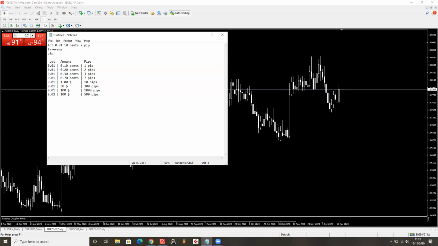How is it higher, and on 2 lots it's making 500, but on one it's making... It's not 2 lots. It's 0.02 lots. Don't get it wrong. So you get more profit on 0.02 lots, because on 0.01 lot you have to move 1,000 pips to make $100. But with 0.02, you have to move just 500 pips to make $100.